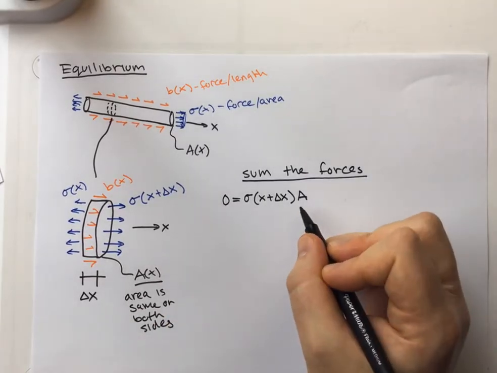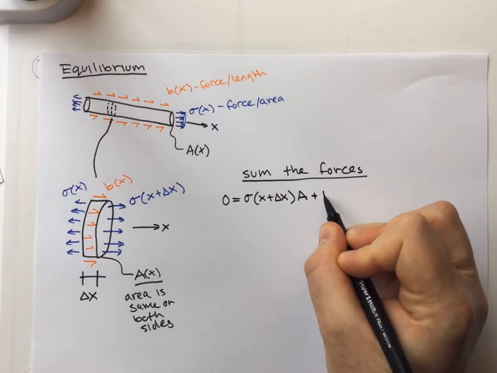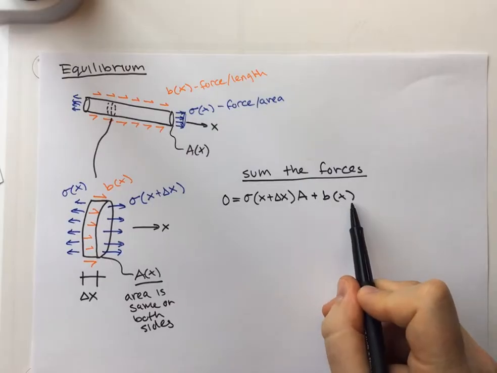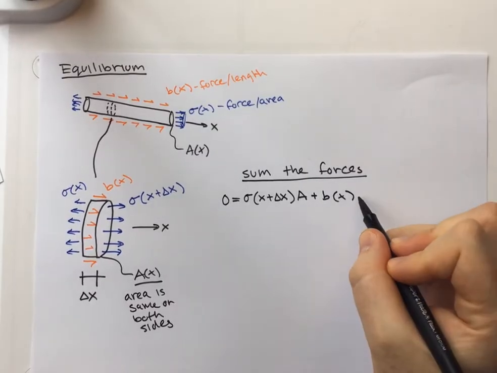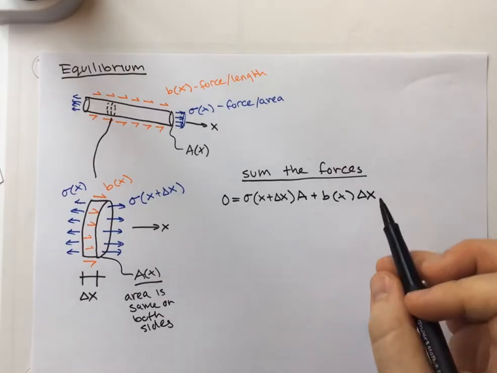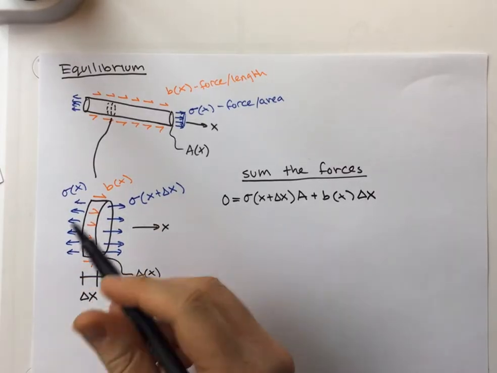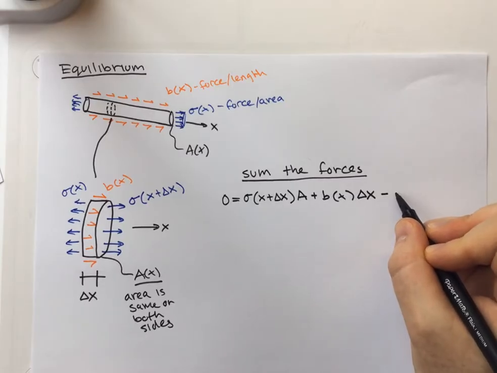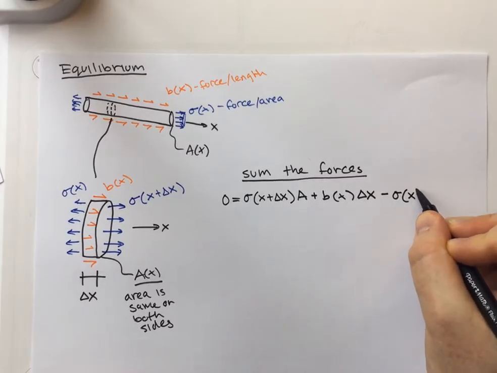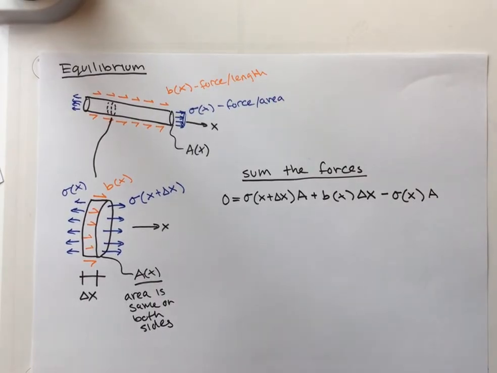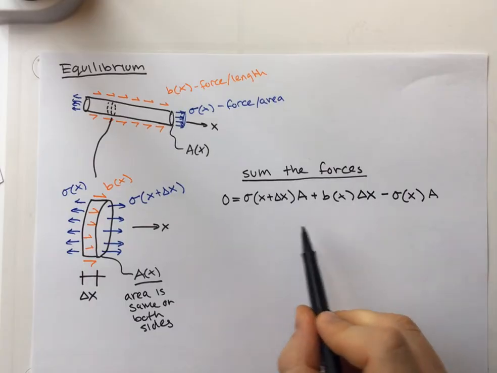And we're going to add to that our picture here of B of x, which is a force per unit length. So what do we need? We need a length. That length is going to be delta x. And now if we look at our slice here, we see that on the other side, we have our arrows going in the other way. So that's going to be minus sigma of x times A. Okay, so we know that this relationship should be true.